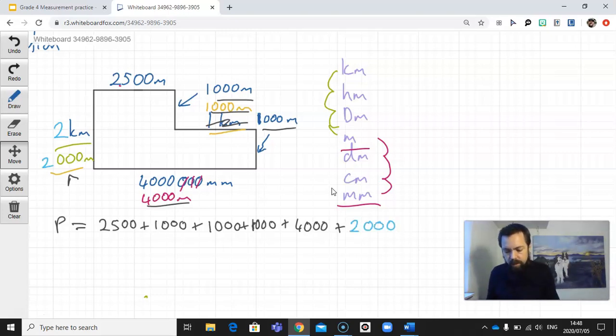So our final one will be 2,000. Now, before I add up, I'm just going to double check. I've got 1, 2, 3, 4, 5, 6 sides to this shape, this irregular hexagon.